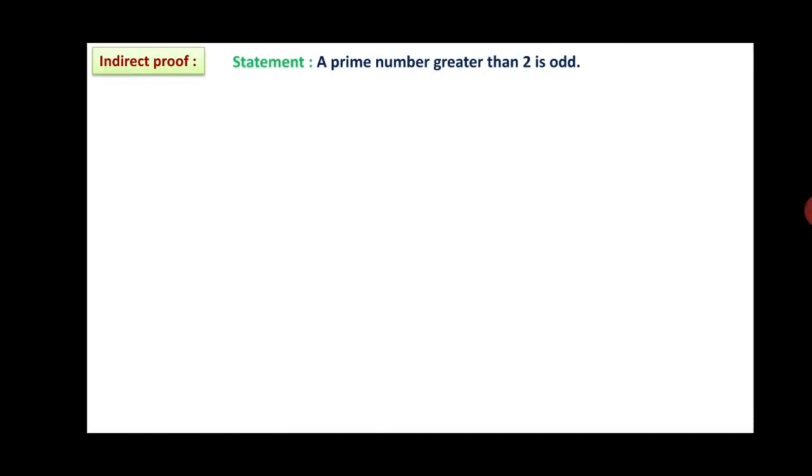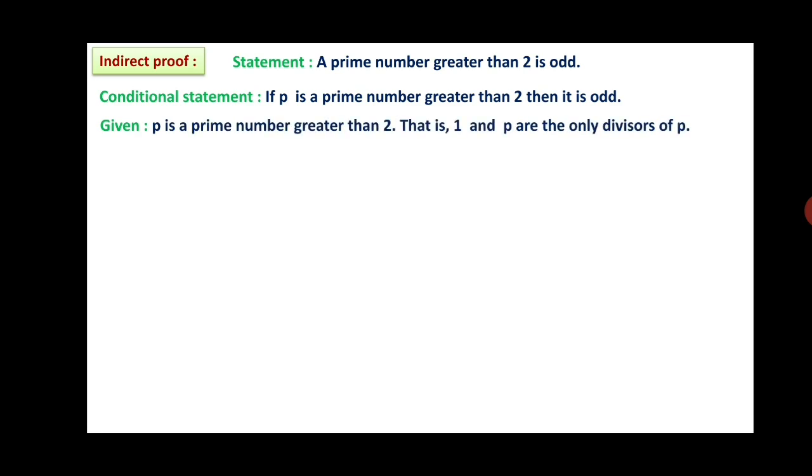The statement is like this: a prime number greater than 2 is odd. So the conditional statement is: if P is a prime number greater than 2, then it is odd. Friends, what is the given? P is a prime number greater than 2. That is, 1 and P are the only divisors of P. To prove: P is an odd number. Let us start.